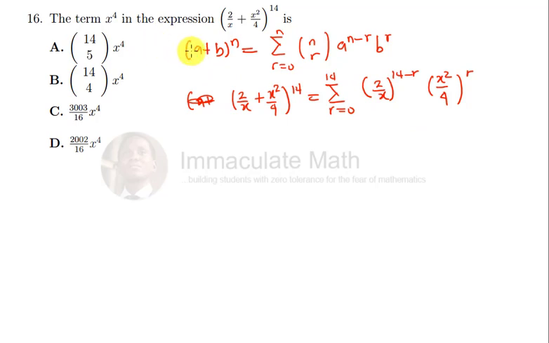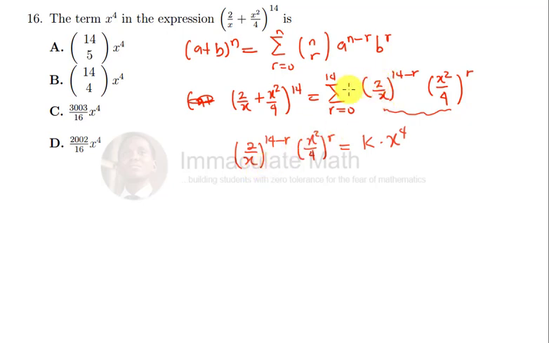Okay, so now they said we want to find the term that actually has x raised to power 4. For you to have x raised to power 4 in this expansion, you want to make sure that (2 over x) everything raised to power 14 minus r, multiplied by (x squared all divided by 4) everything raised to power r, is actually equal to a constant multiplied by x raised to power 4. You want to make sure that this expression is equal to an arbitrary constant multiplied by x raised to power 4.